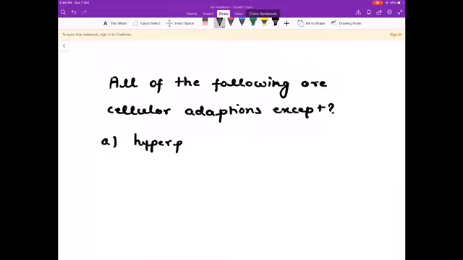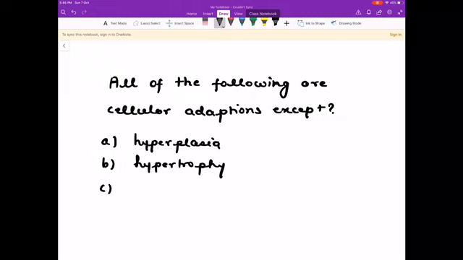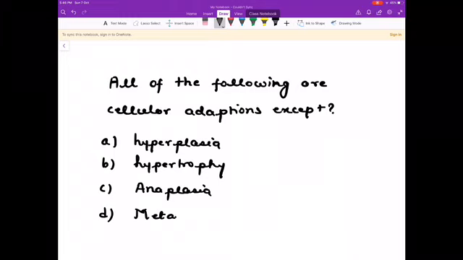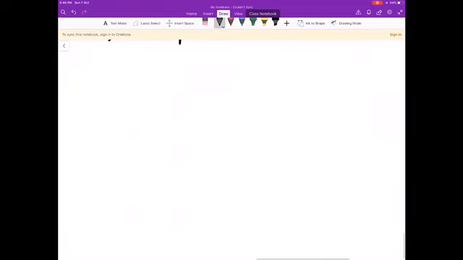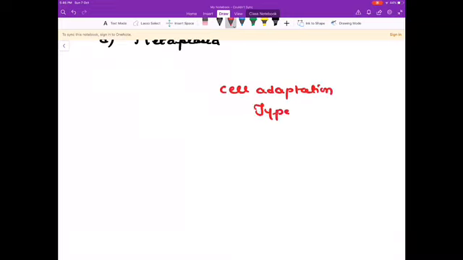All of the following are cellular adaptations except, this is how the question will be asked to you. Option A, hyperplasia. Option B is hypertrophy. Option C, anaplasia and D is metaplasia. Okay, so we have just seen there are 4 types and sometimes they have put the option as necrosis. So remember, note it down in your notes that cellular adaptations are only and only 4 types.